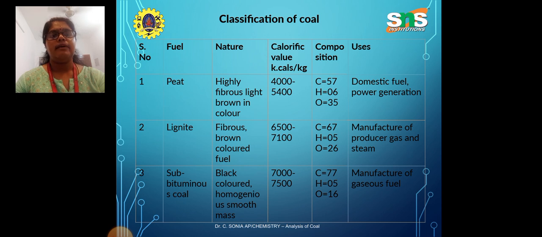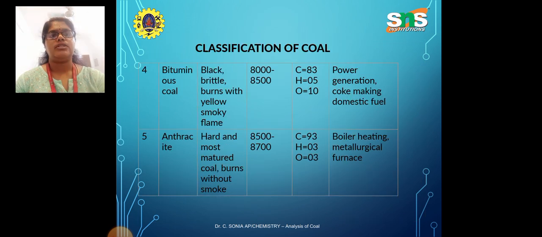And next is the sub-bituminous coal. Bituminous coal is further divided into sub-bituminous coal and bituminous coal. It is a black colored, homogeneous, smooth mass and its calorific value ranges from 7000 to 7500. Composition: it has carbon 77 percent, hydrogen 5 and oxygen 16. It is used for the manufacture of gaseous fuel.